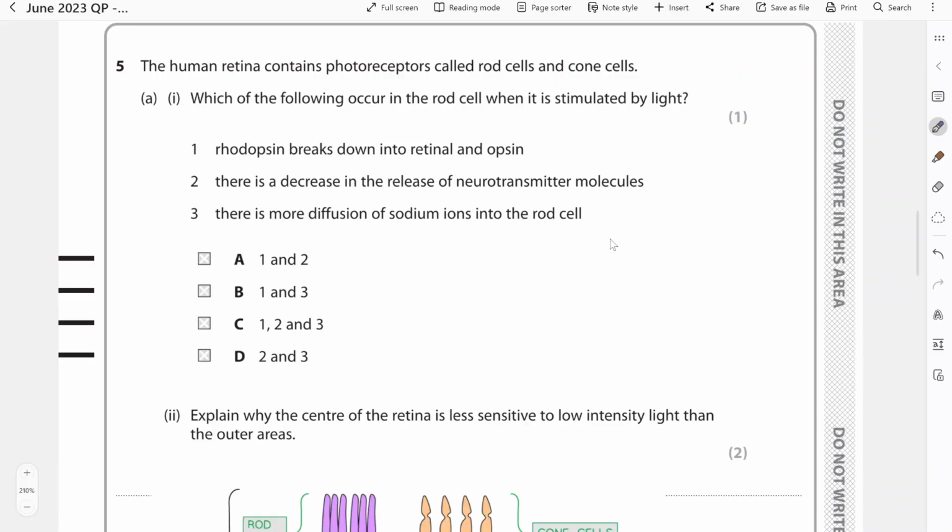So to answer this question, what happens when the rod cells are stimulated by light? The first statement is correct. It gets broken down to these 2 things. Number 2, there is a decrease in the release of the neurotransmitters. So these 2 statements are correct, because remember, the rod cells become hyperpolarized. And lastly, the third statement is incorrect, because if you recall, the sodium ion channels get blocked, and that prevents the diffusion of sodium ions into the rod cell. So the answer is A.